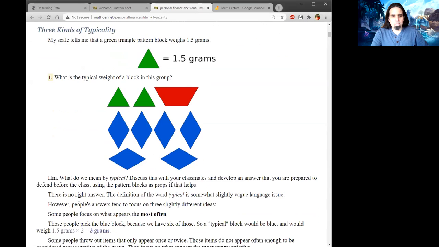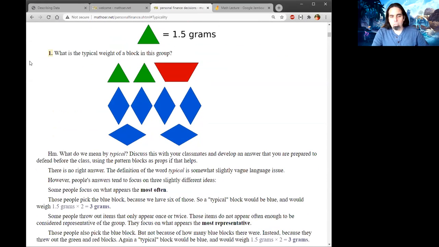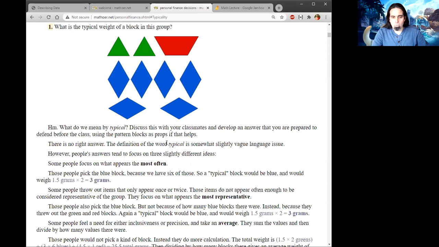Let's talk about why. There's no perfectly right answer because typical, as an English word, is slightly vague. One thing to think about is what happens most often. Maybe you said 3 because the blue one appears most often. So that's what we'll say is typical. 2 times 1.5 is 3 grams.